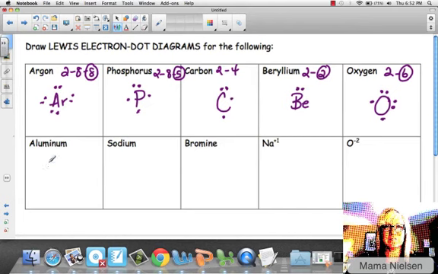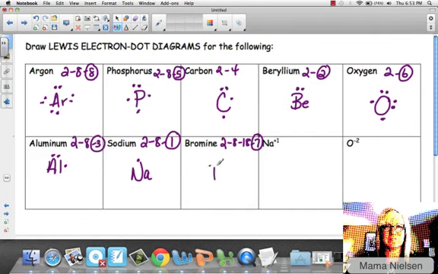Aluminum has an electron configuration of 2, 8, 3. So I'm interested in the 3. 1, 2, 3. Sodium has an electron configuration of 2, 8, 1. Na, 1. Bromine has an electron configuration of 2, 8, 18, 7. Only interested in the 7. 1, 2, 3, 4, 5, 6, 7.